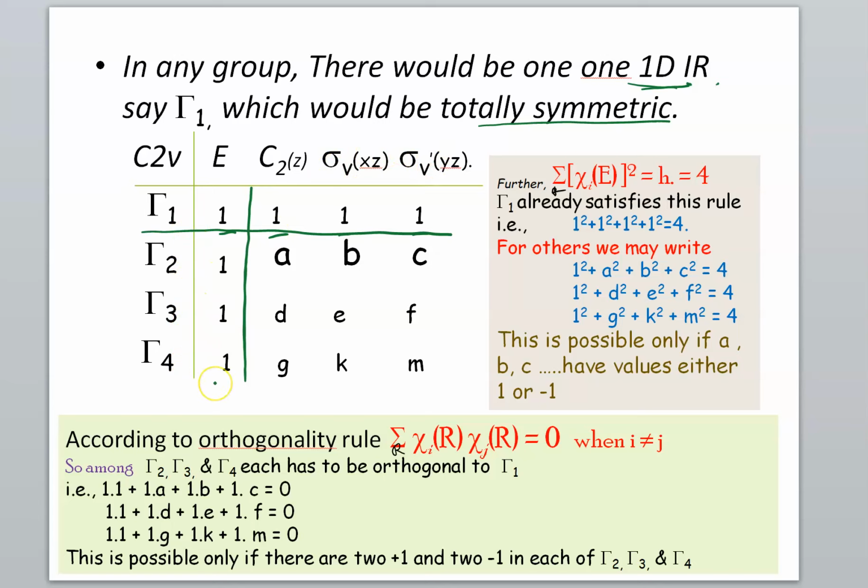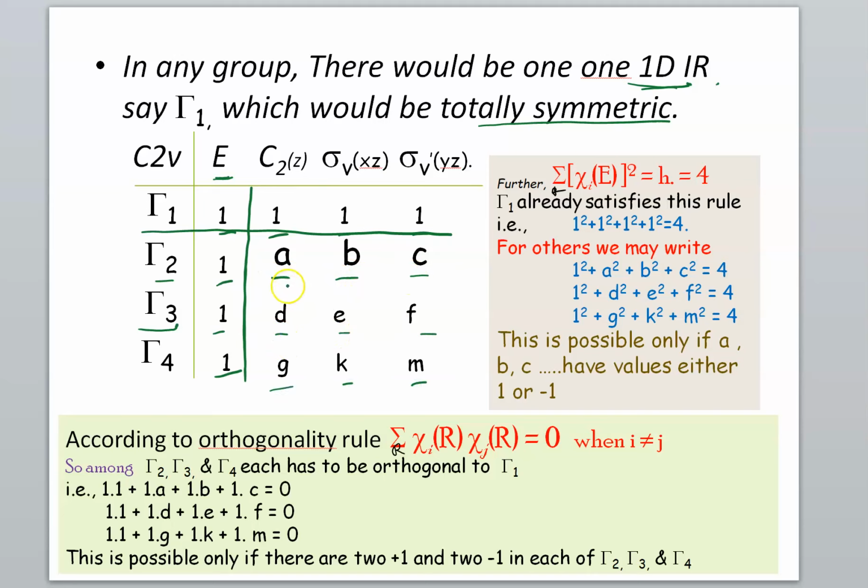There are 4 classes, and all these IRs are one-dimensional. Therefore, the character of E is equal to 1. We have already studied that the character of the identity operation is equal to the dimension of the irreducible representation. These are all one-dimensional. Therefore, the character of E in all these representations should be 1. So we get the row and this column. Very easy. Now we want to get the other characters.